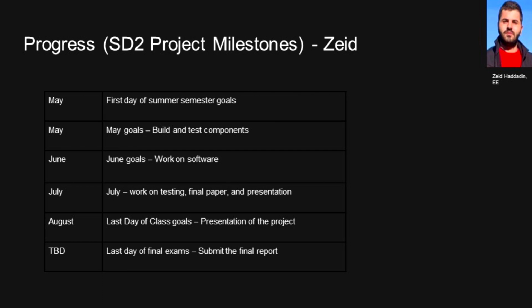In May, our focus was on building and testing the components of our project. We dedicated our efforts to assembling the necessary hardware and conducting thorough tests to ensure their functionality. This phase laid the foundation for the project's success. Moving on to June, we shifted our attention to software development. We worked diligently to create software programs and applications that complemented our hardware components. This involved tasks such as programming interfaces and implementing algorithms enabling our system to operate smoothly.